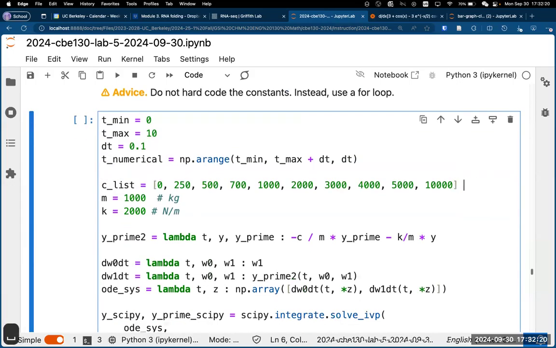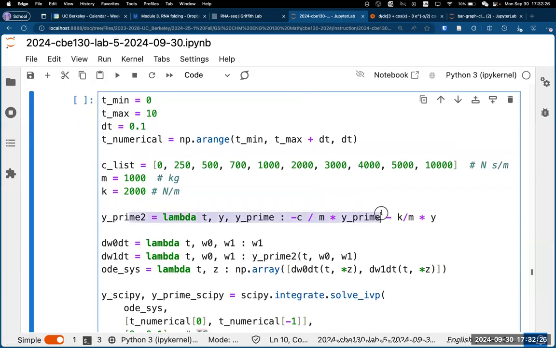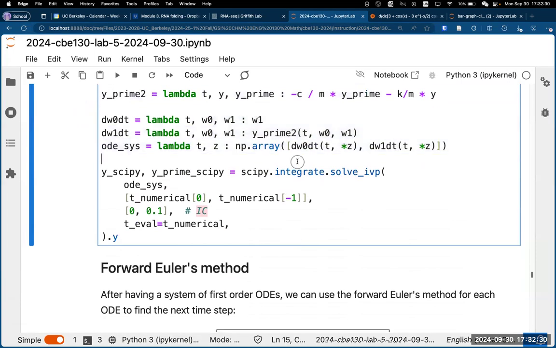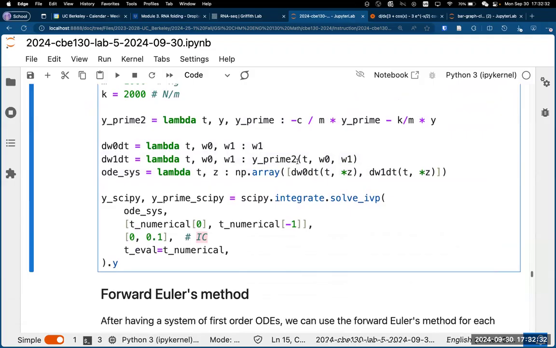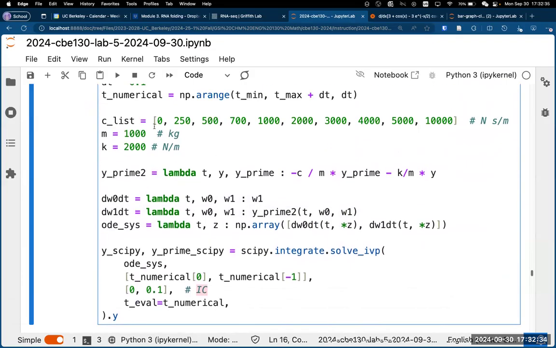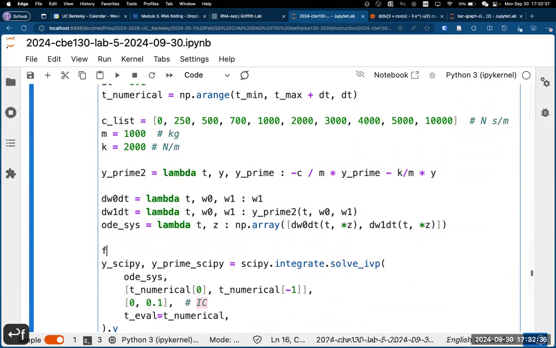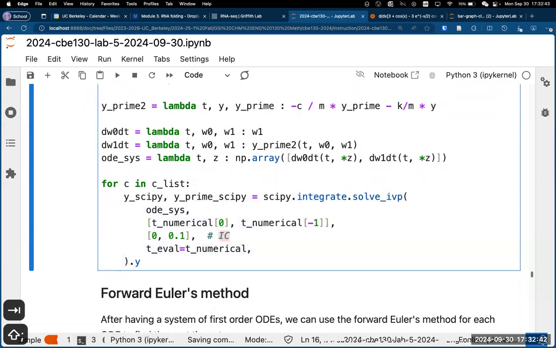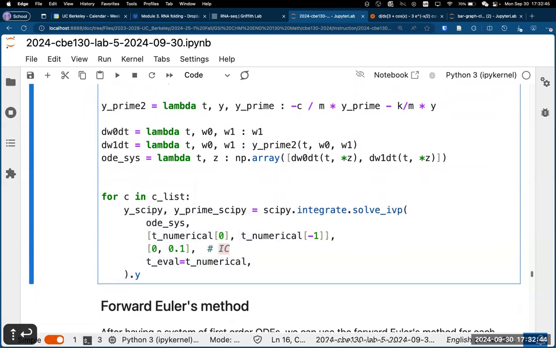Okay. And then always put the unit here. So newtons second per meter. We define our second order ODE and our system of first order ODEs. And we want to solve with solve_ivp with different c's. So for c in c list, we want to solve for this. And after solving this, we immediately plot this. So we first establish a figure.